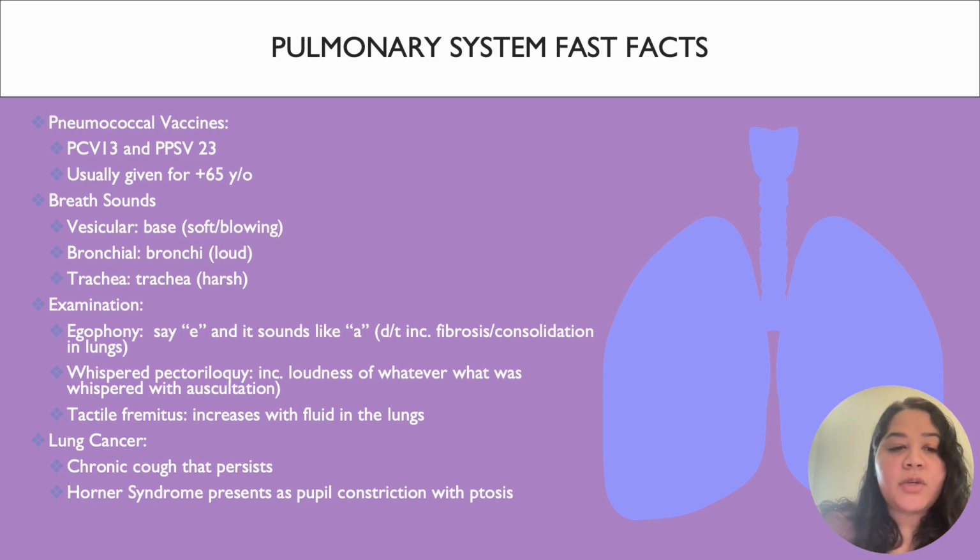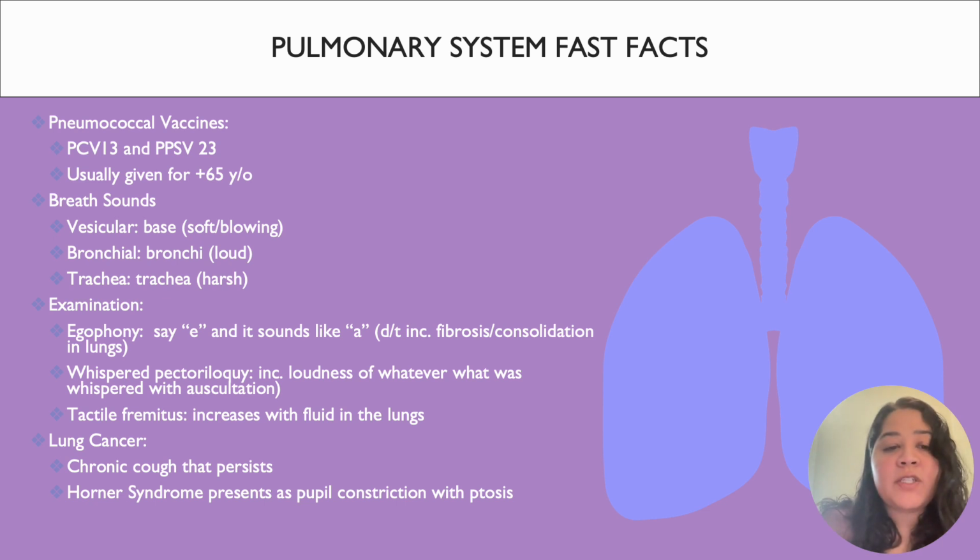For examination, we have a couple of different tests that I just want to talk about. We have egophony, which is where you have the patient say something such as the letter E, and it sounds like A. So they'll say E, and when you're listening to it, it sounds like A. And it's due to an increase in fibrosis or consolidation in the lungs. And that's not normal, right? We don't want consolidation or fibrosis in the lungs. So that would raise our flag that maybe we need to do a little bit more assessing.